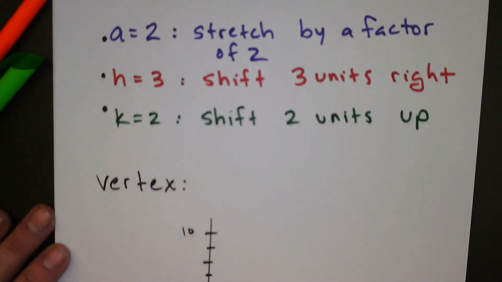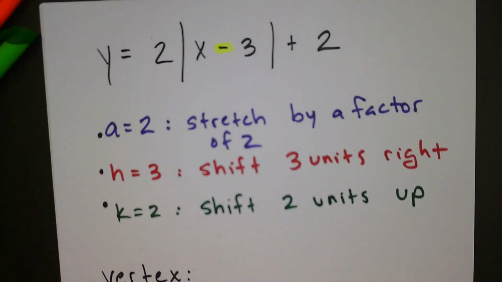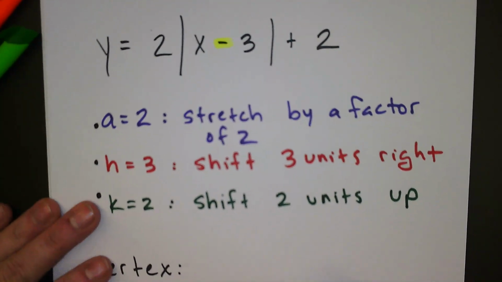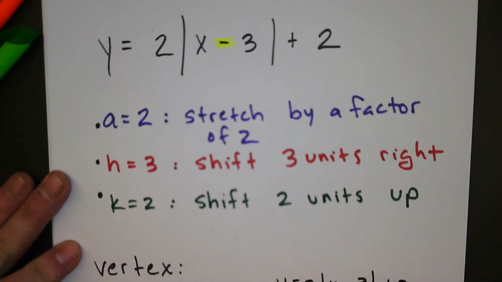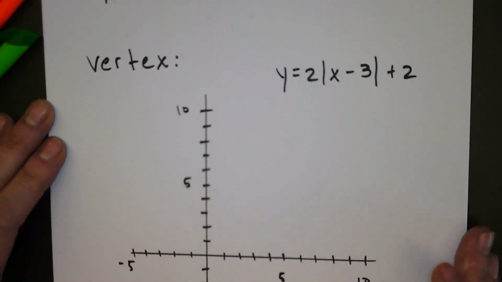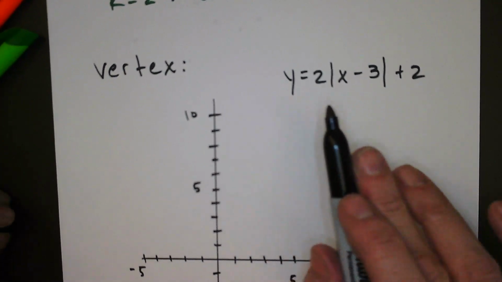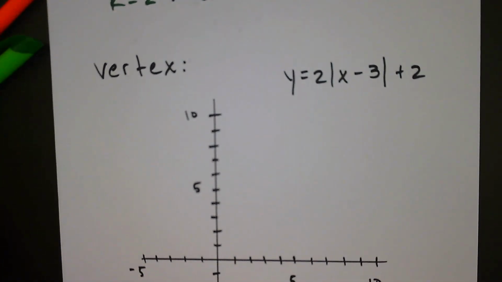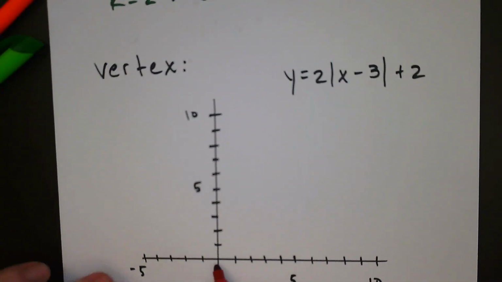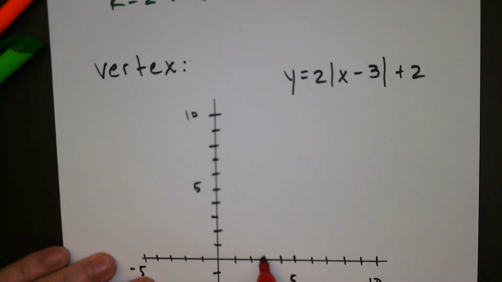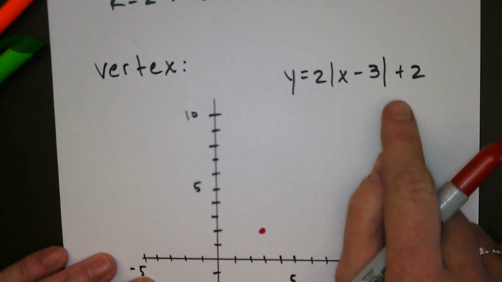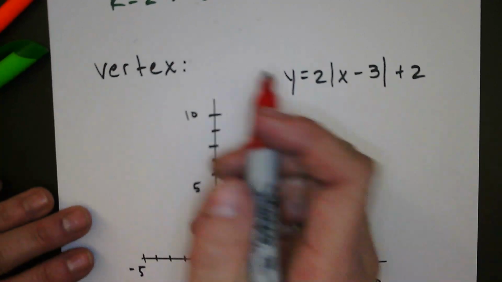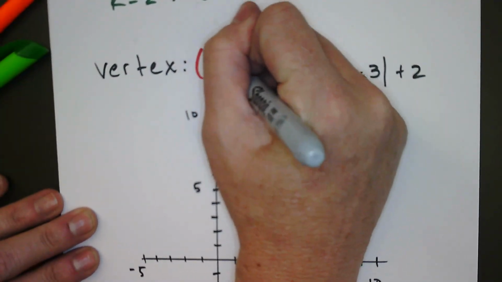And I'm going to show you what that looks like here. I think I need to write the whole thing again below. So this is y equals 2 times the absolute value of x minus 3, plus 2. Okay, so we have shifted 3 units to the right. So we'll go ahead and mark that. From the origin, we're going 3 units right, and then we're going up 2 units, up 1, 2. So this is the location of my vertex. It is 3 units right and 2 units up. So my vertex is (3, 2).